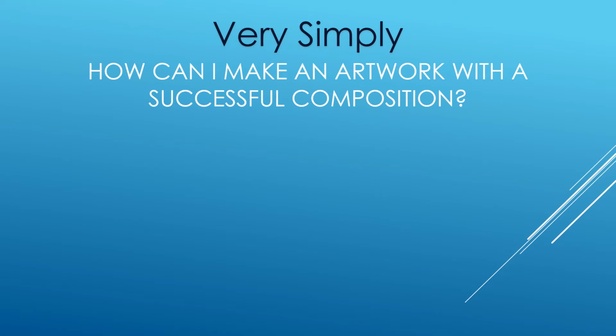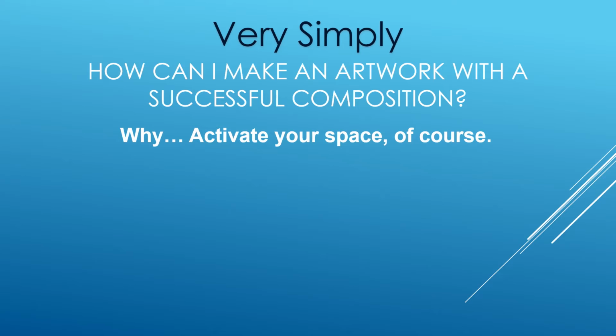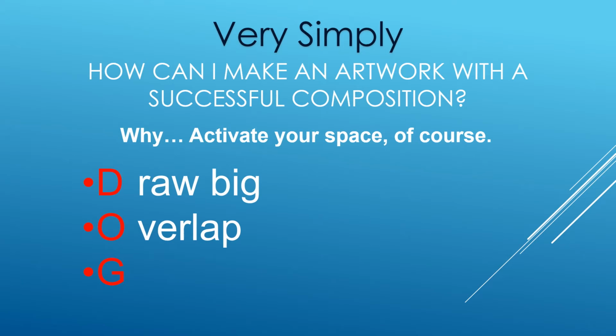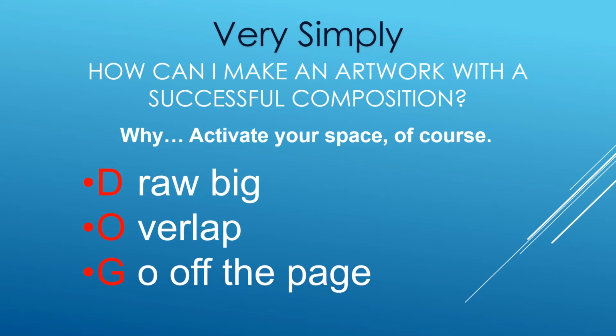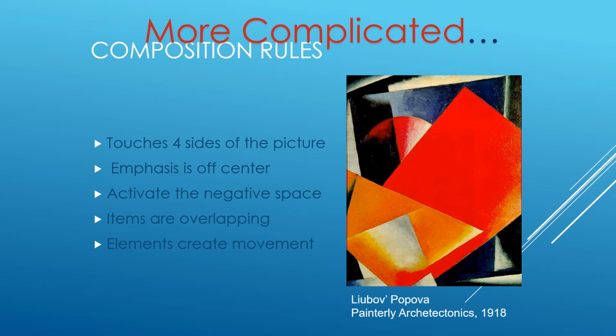When we're thinking about composition, in simple terms, we might think of how we make an artwork more successful. In the past, we've looked at composition as activating our space and doing what we call DOG, which is drawing big, overlapping objects, and going off the edges of the page. Usually, in the past, when you've created artwork, you've done DOG to make your artwork more interesting.